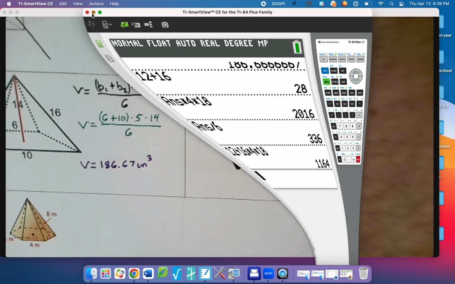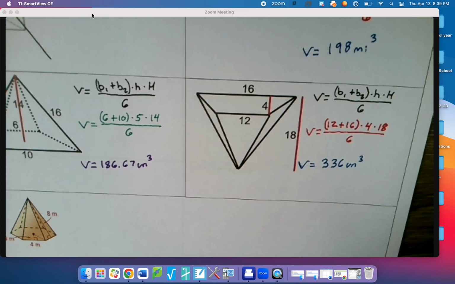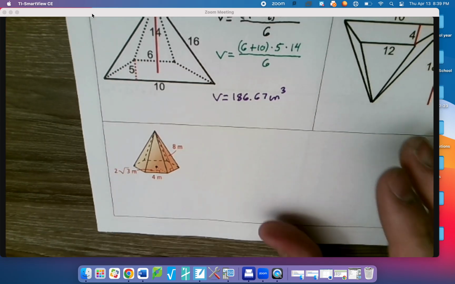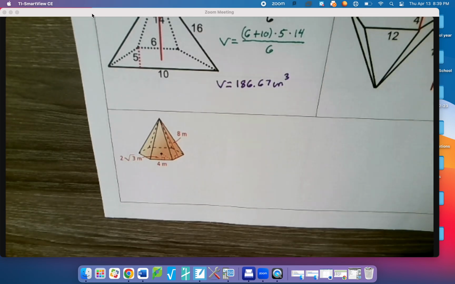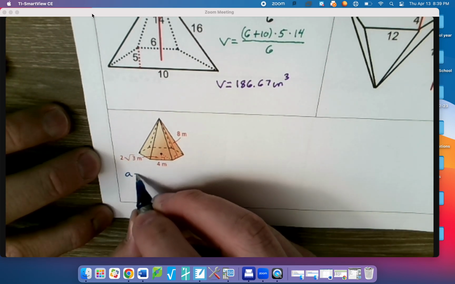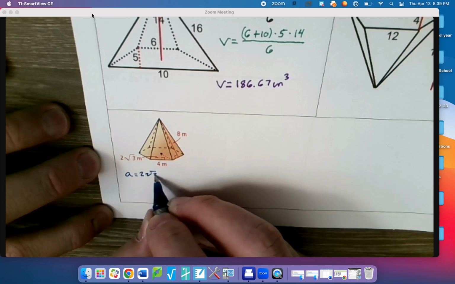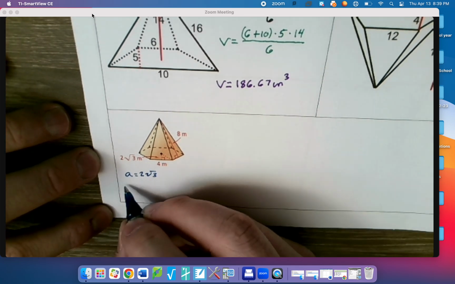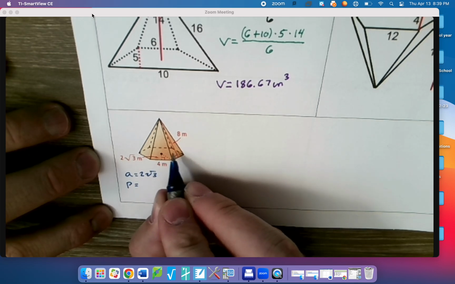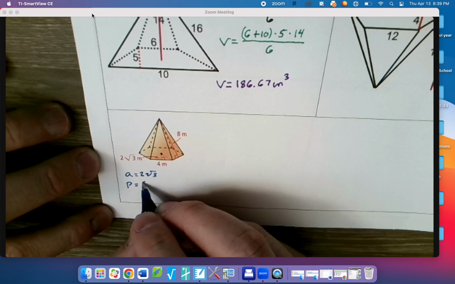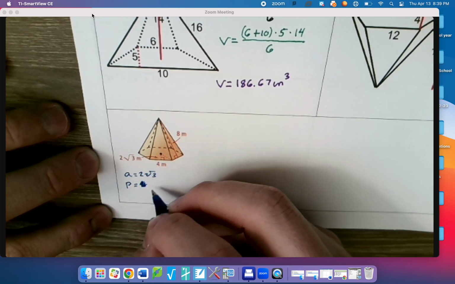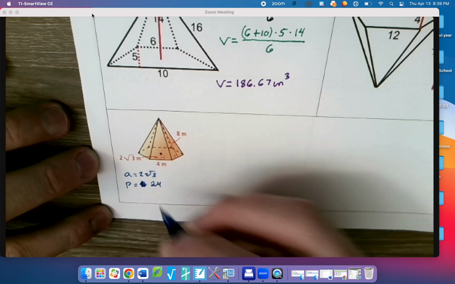All right, so that's our volume on that one. We got one final pyramid that we're going to find the volume of. So what they've given us is the apothem is 2 root 3, just like the previous problem. That's fun. The perimeter, there's a 4. We've got 1, 2, 3, 4, 5, 6 sides. Sorry, counter 6, row 6. 6 times 4. So our perimeter is really 24.